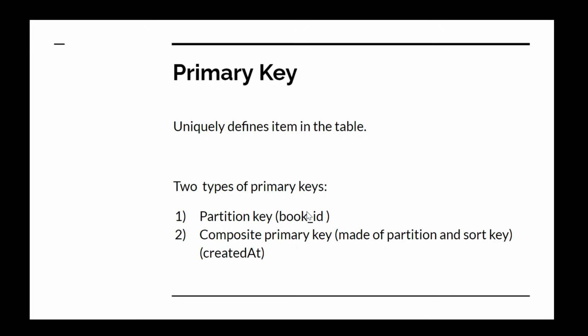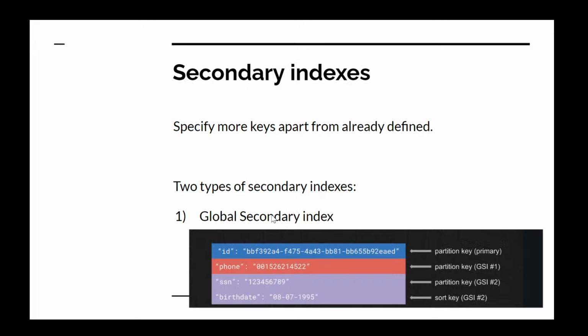Composite primary key is made up of a partition key and a sort key. Now, what sort key exactly is, we can make a few entities like created at, deleted at. So it's easy to loop through our database. We can easily query through our database.